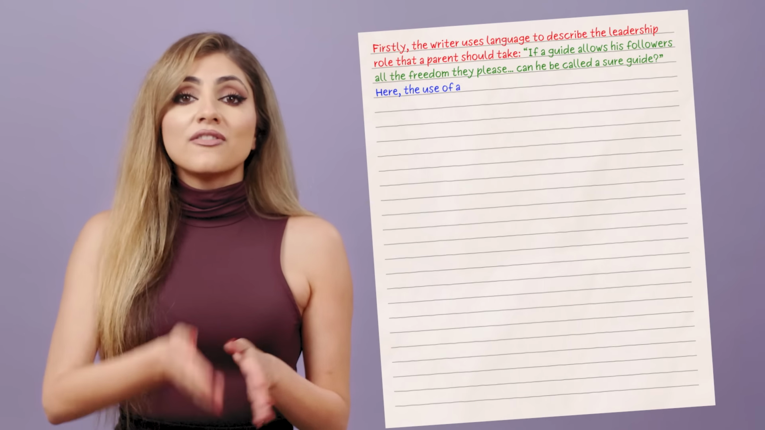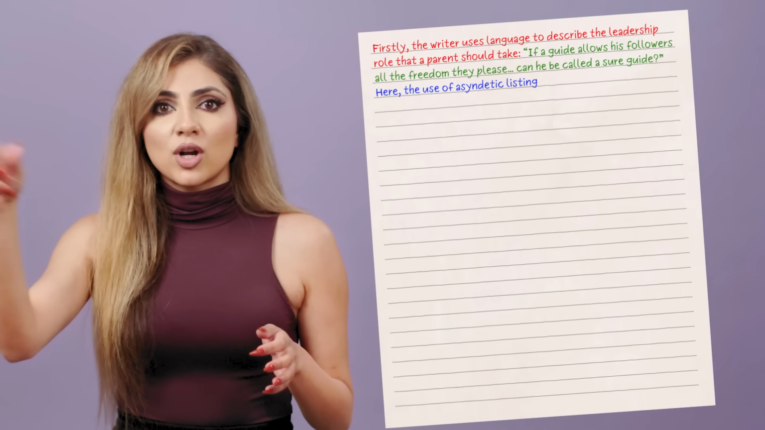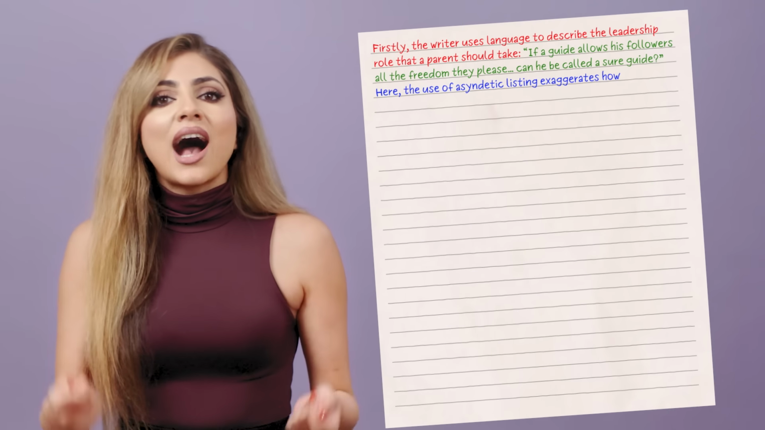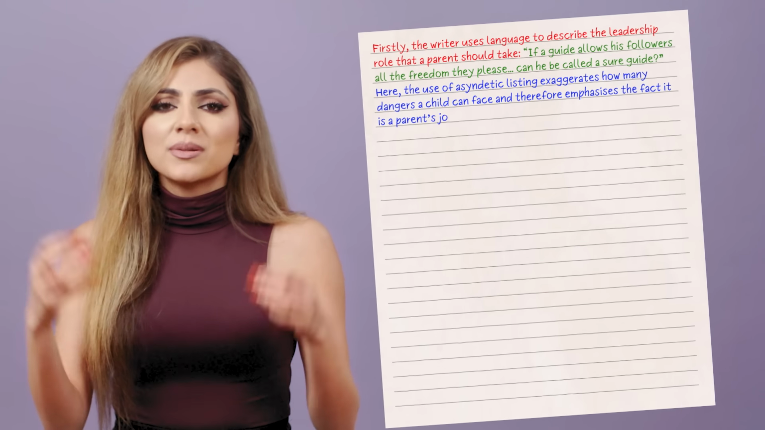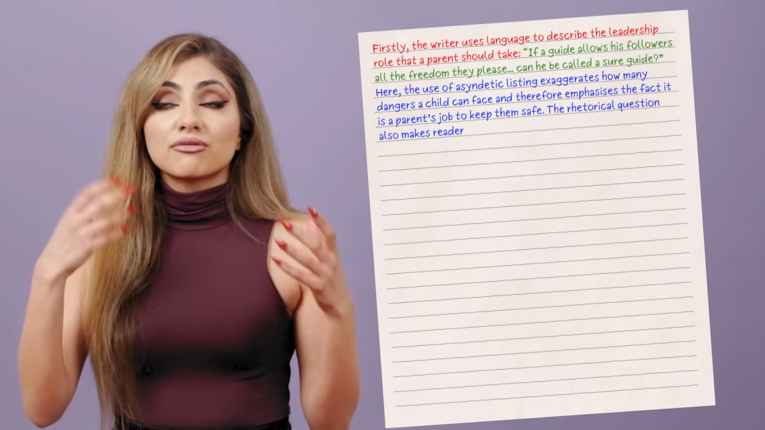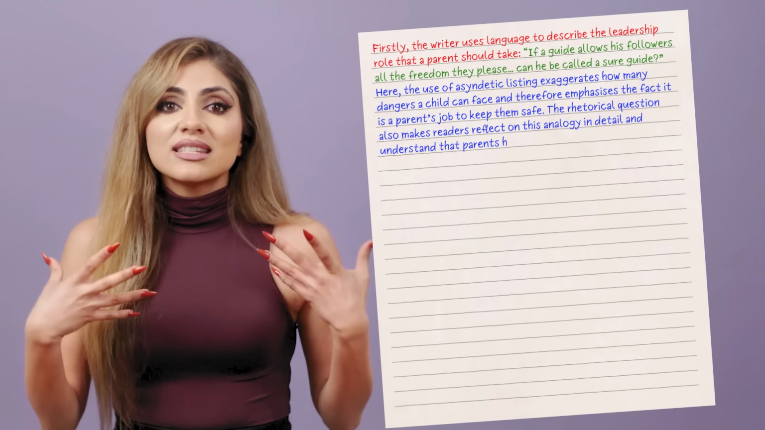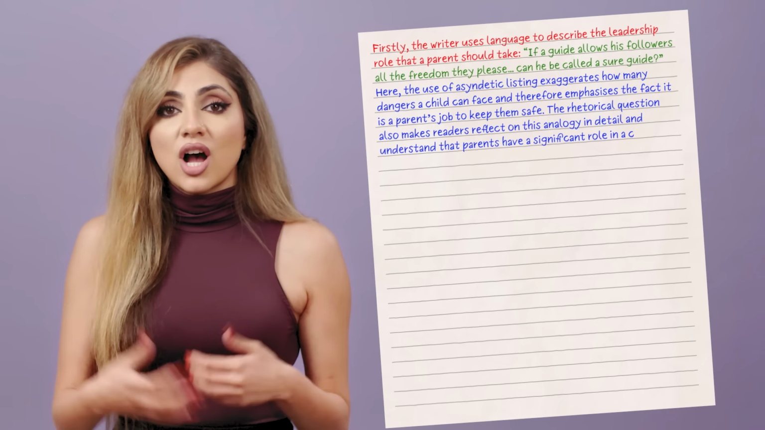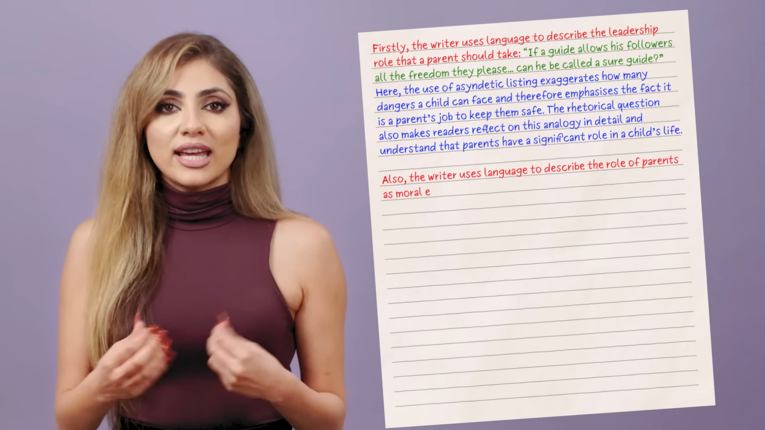Here, the use of asyndetic listing, that's listing without any connectives, just comma, comma, comma, exaggerates how many dangers a child can face and therefore emphasizes the fact that it's a parent's job to keep children safe. The rhetorical question also makes readers reflect on this analogy in detail and understand that parents have a significant role in a child's life.